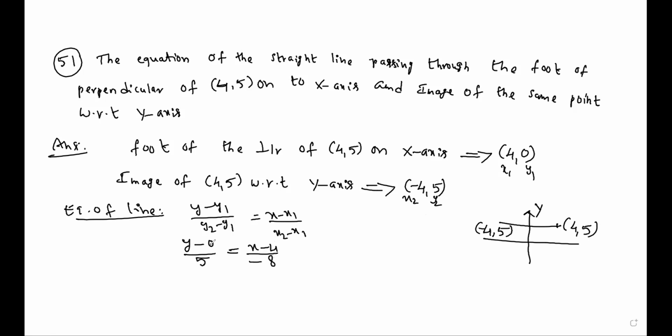Cross multiplication: minus 8 into y, that is minus 8y, equals 5 cross multiplied, 5x minus 20. Now the y coefficient is negative, that's why send it to the right side. Finally, the equation of the line is 5x plus 8y minus 20 equal to 0. Now this is the solution for this question.